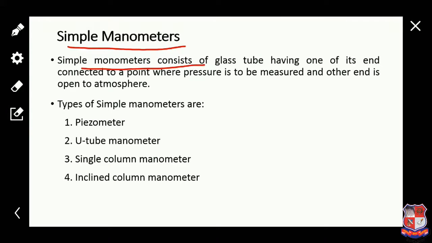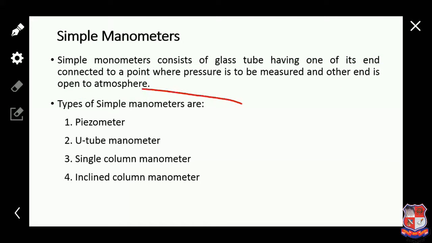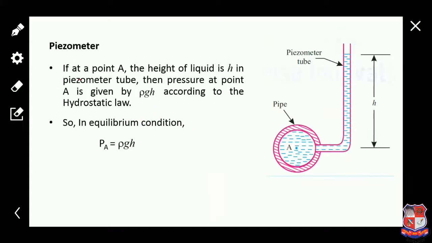It consists of a glass tube having one end connected to the point where the pressure is to be measured and the other end open to the atmosphere. The types of simple manometers are mentioned below. First one is the piezometer, second one is the U-tube manometer, third one is the single column manometer, and fourth is the inclined column manometer. Now, first one is the piezometer. It is the simplest type of manometer.